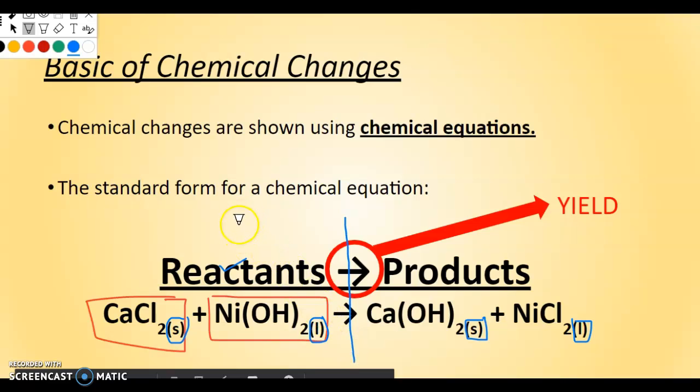You can really think about it as separating the two. This is what you started with. This is what you ended with. You broke chemical bonds to make new chemical bonds, and that is why it's a chemical change.